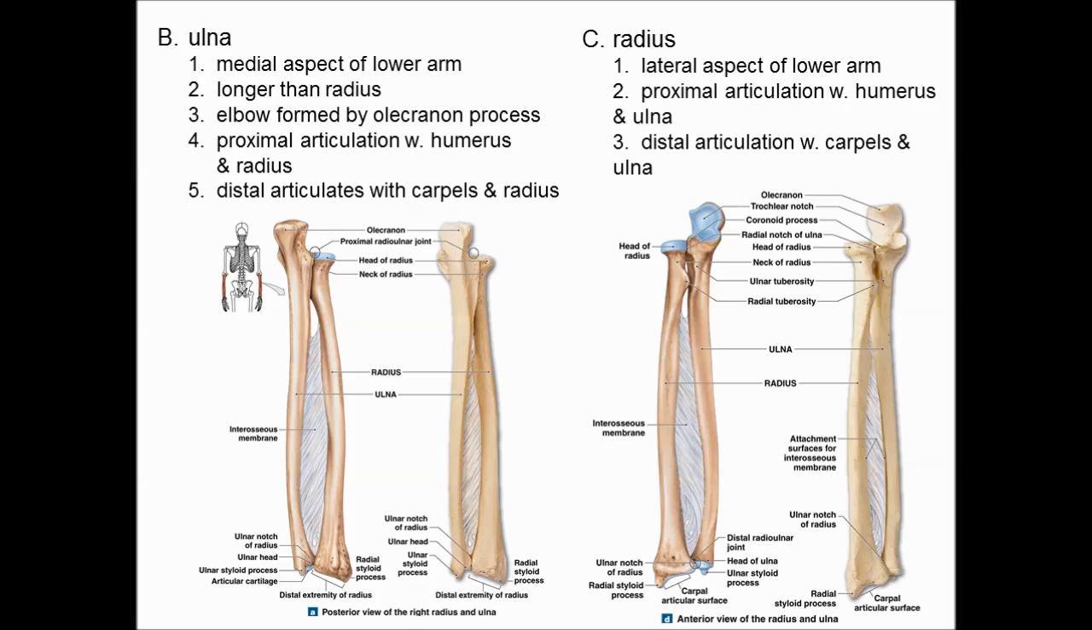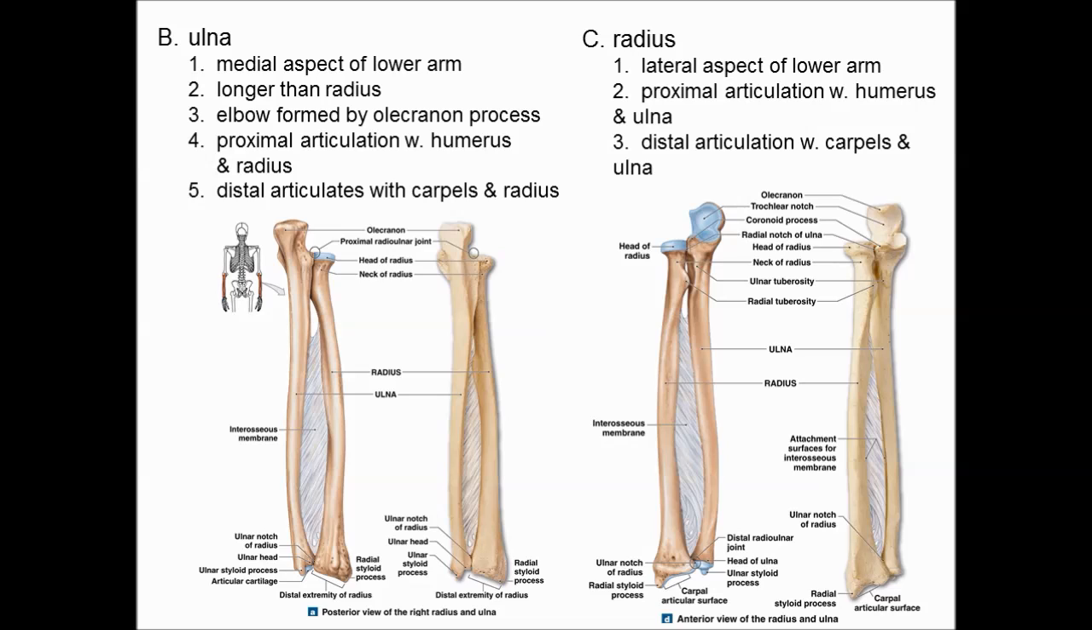The ulna is the larger and longer of the two lower bones in the arm. It's longer than the radius, and the extension is a process called the olecranon process, and that makes up the elbow. It's represented here. So proximally it articulates with the humerus and the radius, right here, and distally it articulates with a group of bones in the wrist called the carpals, and it also, again, articulates with the radius.